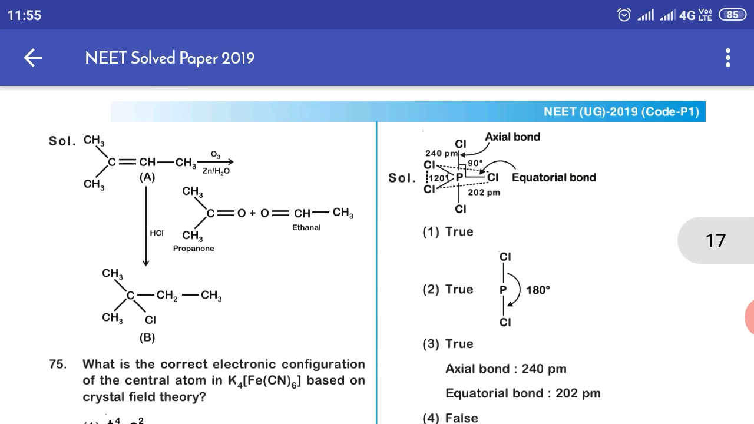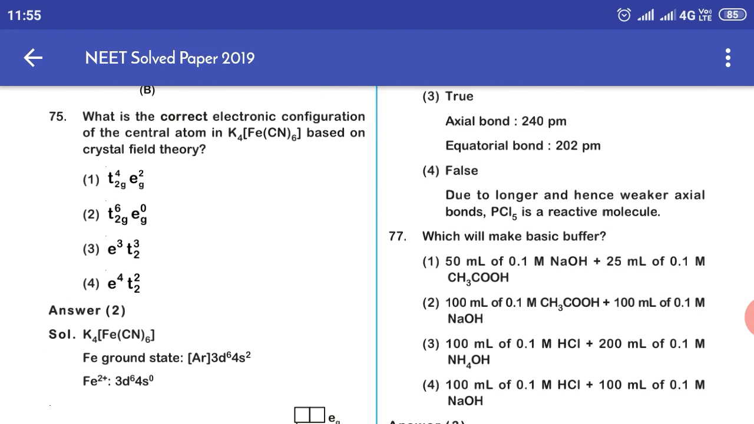Here 2-methylbutene on ozonolysis gives propanal and ethanal, and for the addition of HCl we apply Markovnikov's rule. The negative part of the adding reagent will go to the carbon atom across the double bond which contains the least number of hydrogen atoms. So here the chlorine atom is added to that carbon, and this is the product B. This is always Markovnikov's rule. Now on to question number 75.